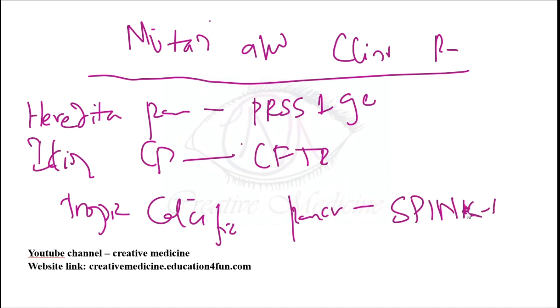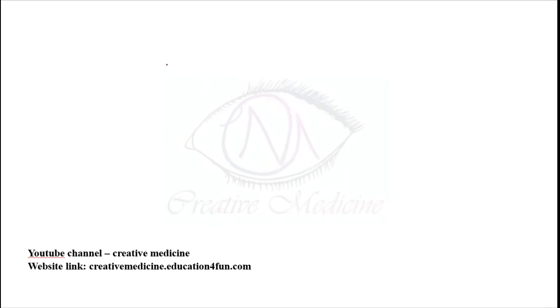One, hereditary pancreatitis gene, PRSS1 gene, which codes for cationic trypsinogen. Then idiopathic chronic pancreatitis, which involves the CFTR gene, and tropical calcific pancreatitis, which is the SPINK1 gene. Okay, now we have chronic pancreatitis.